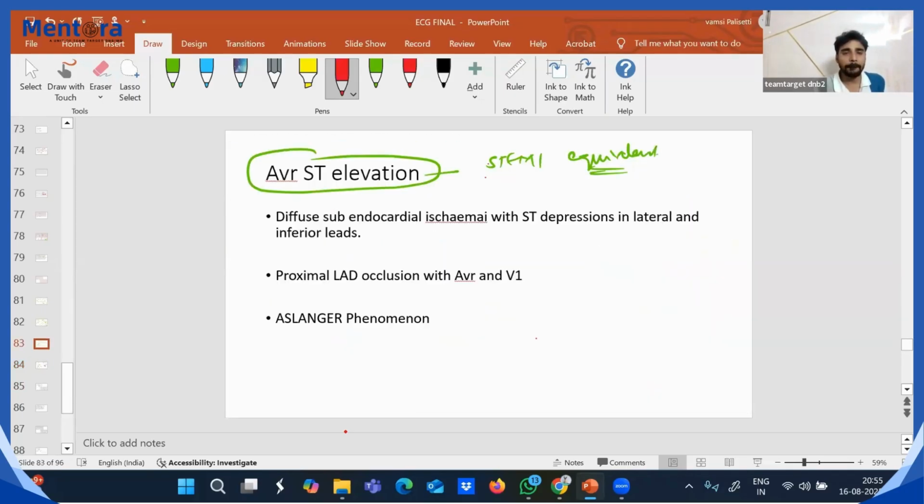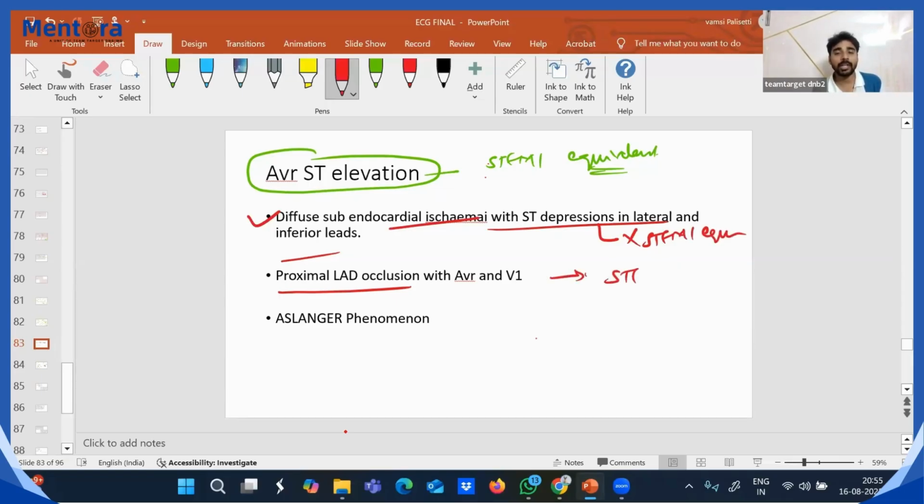Now let us come back to this slide. aVR ST elevation can be seen in diffuse subendocardial ischemia with ST depression in lateral and other leads, and also in proximal LAD occlusion. So how will you differentiate? The first is not a STEMI equivalent, you need not treat it like that. But the second is a STEMI equivalent, because it's proximal LAD occlusion and you have to treat it like a STEMI. Apart from aVR, because the septum is involved, V1 can also show ST elevation. Then you can label it proximal LAD occlusion and treat it as a STEMI equivalent. This point is clear?